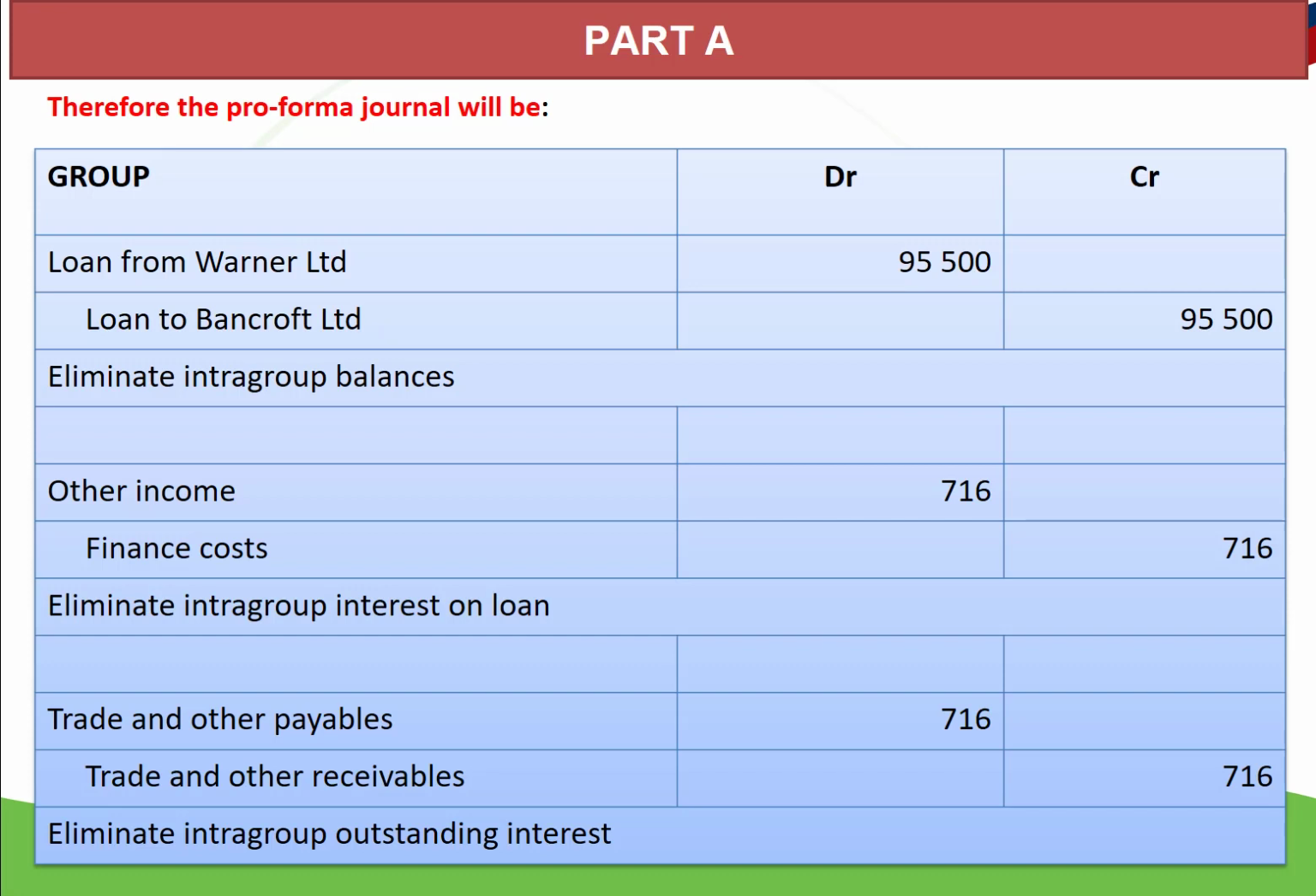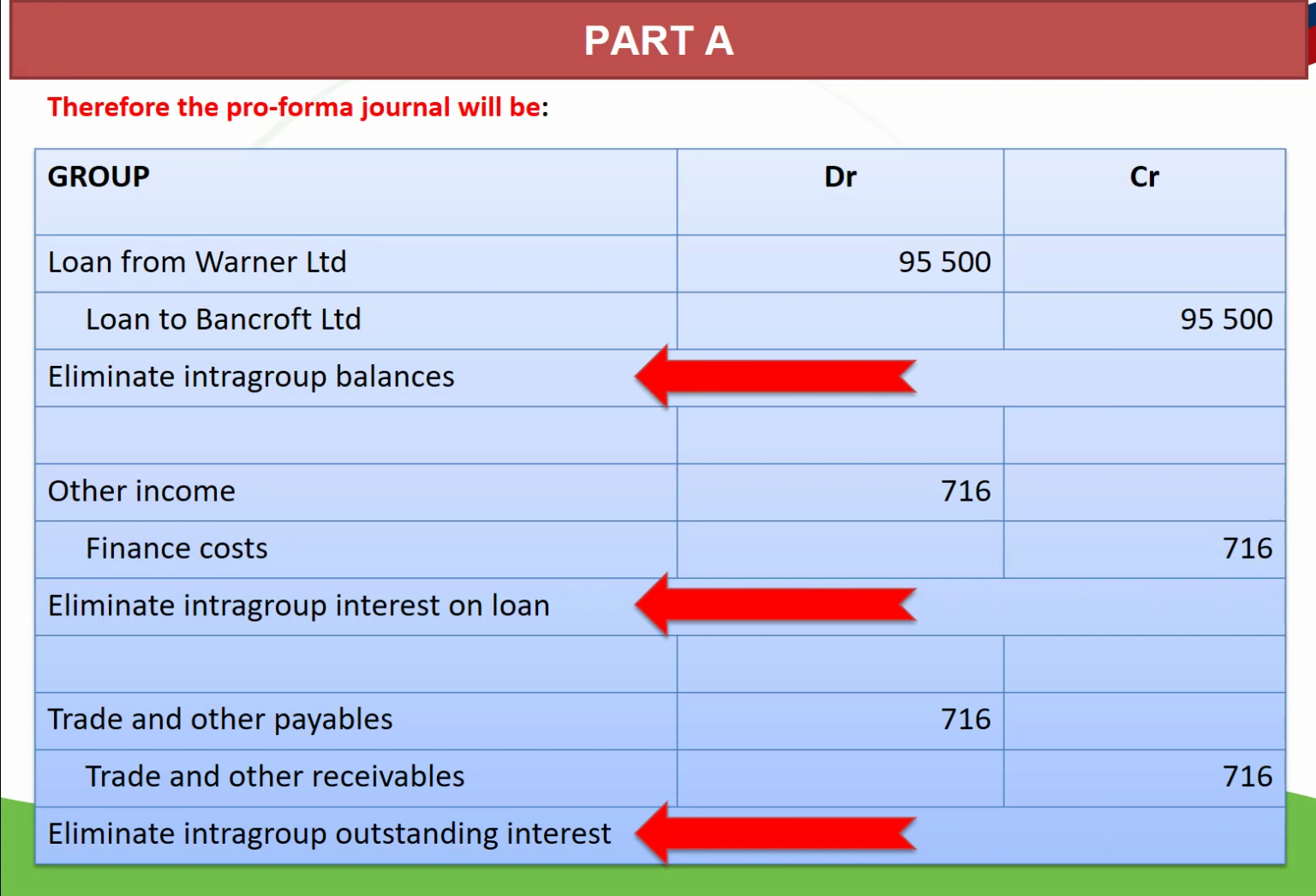Your pro forma journal entry should look like this in your solution. Please remember your journal narrations. This is the end of the first part of the screencast. Part B will be discussed in the next screencast.